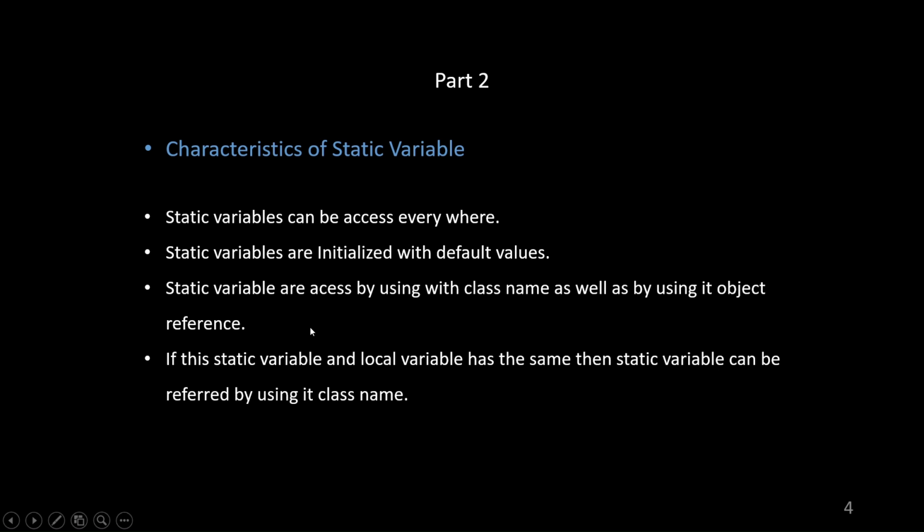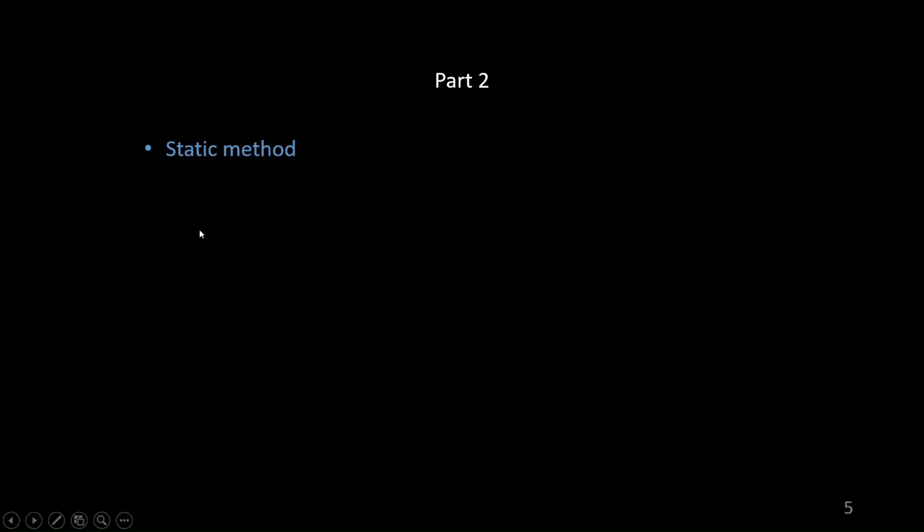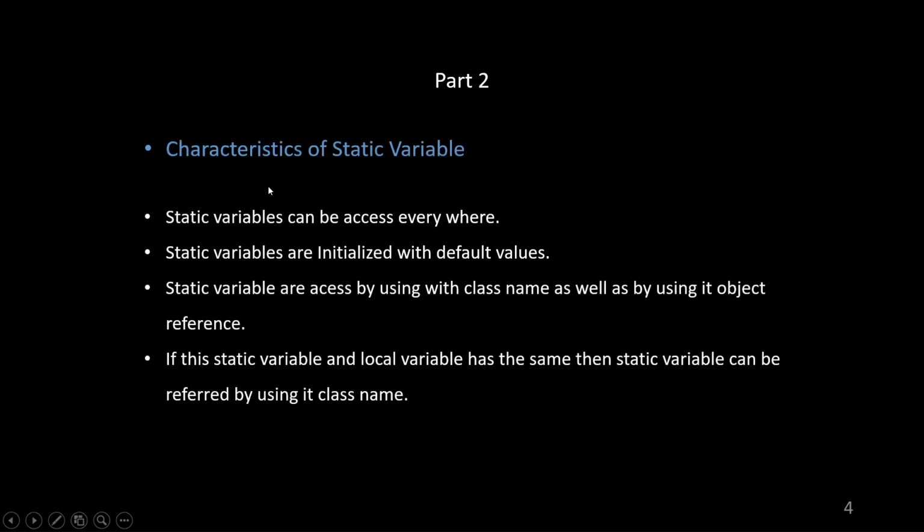The next one is, if the static variable and a local variable have the same name, then the static variable can be referred to by using its class name. So now you know the priority of static variables. So let's go to Eclipse to understand the variables and methods.